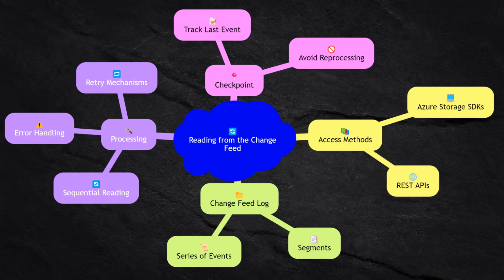Reading from the change feed involves accessing the change feed log and processing the events. This can be done using the Azure Storage SDKs or REST APIs. The change feed log is organized into segments, and each segment contains a series of events. Applications can read these segments sequentially to process the changes. It is important to implement error handling and retry mechanisms to ensure reliable processing of the change feed. Additionally, applications should maintain a checkpoint to track the last processed event and avoid reprocessing events.